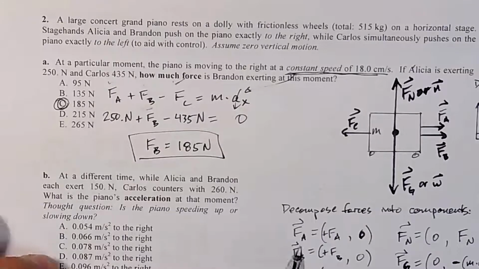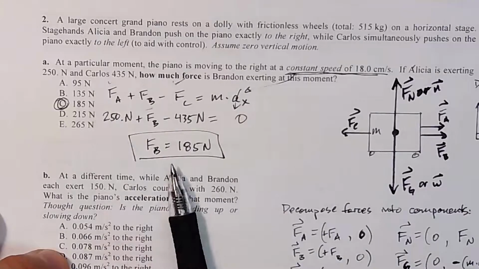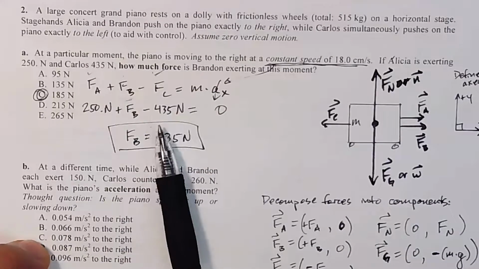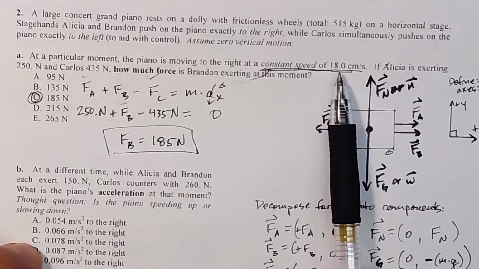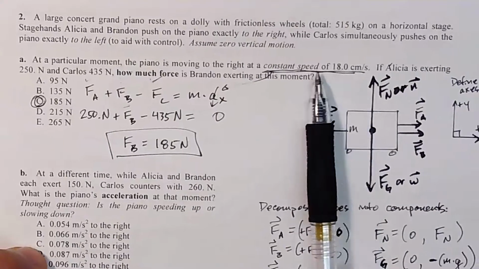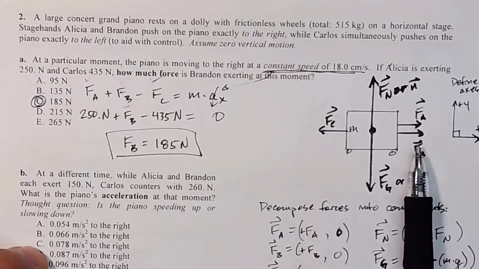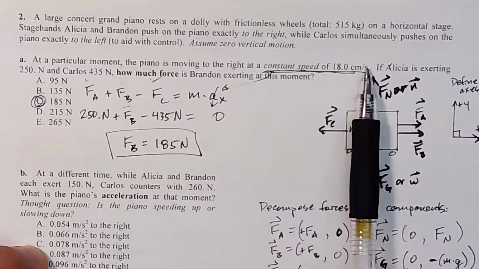In other words, this is a case of dynamic equilibrium. The three people's forces are exactly balancing each other out. So even though the piano is in motion, it remains in motion at a constant speed. The forces sum to zero because there is no acceleration.